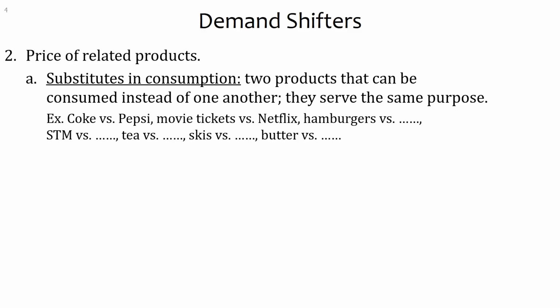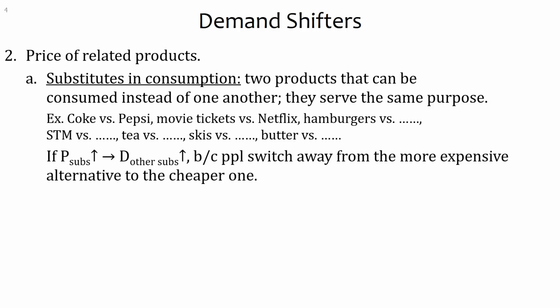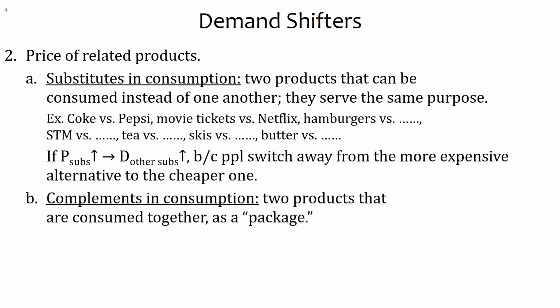Now think of this. What happens if the price of Coke goes up? What happens to the demand for Pepsi? So if the price of one substitute goes up, the demand for the other substitute is going to go up because people will switch away from the more expensive alternative to the cheaper one. So if Coke becomes more expensive, people switch to Pepsi.